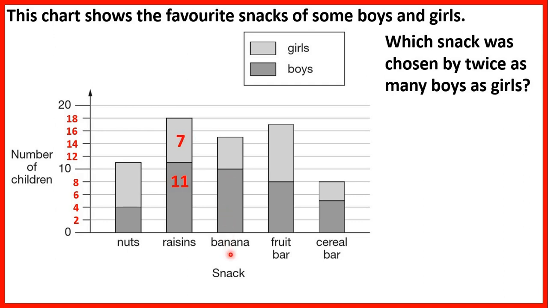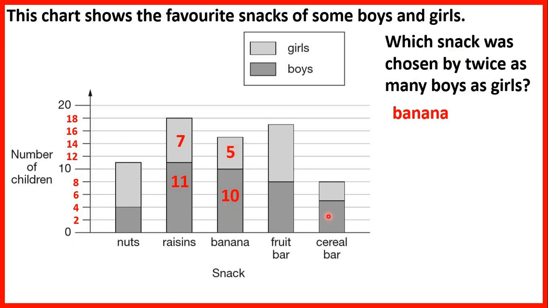But let's look at banana, because we can see just by estimating the size of the bars that the boys' bar is about twice as large as the girls' bar. So if we look across, we can see that 10 boys chose banana and 5 girls chose banana, because if we look across from the top of the bar, we have 15. We were already on 10, so that's 5 more to get to 15. And 10 is twice 5. So banana was the snack chosen by twice as many boys as girls, because 10 is twice as many as 5.